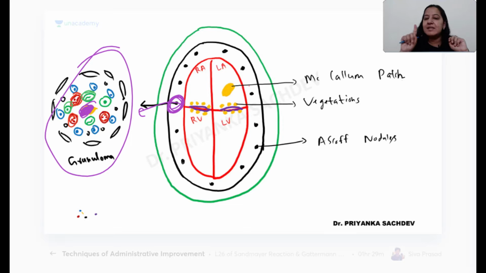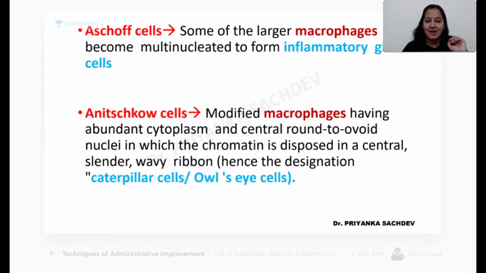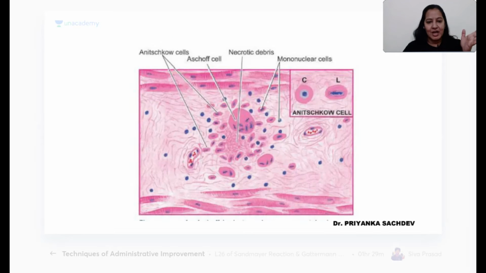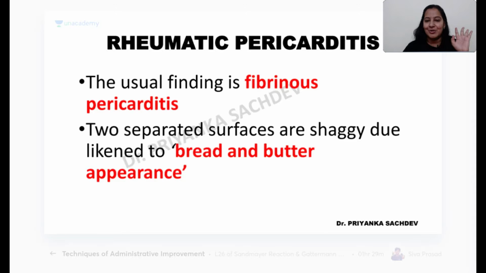Apart from it, there are T cells, plasma cells, lymphocytes and fibroblasts. There are no neutrophils. Please highlight it. Yes, both are modified macrophages, Sanjana. Correct. So this is the diagram, Aschoff, anti-Aschoff cells. We are done with myocarditis also.